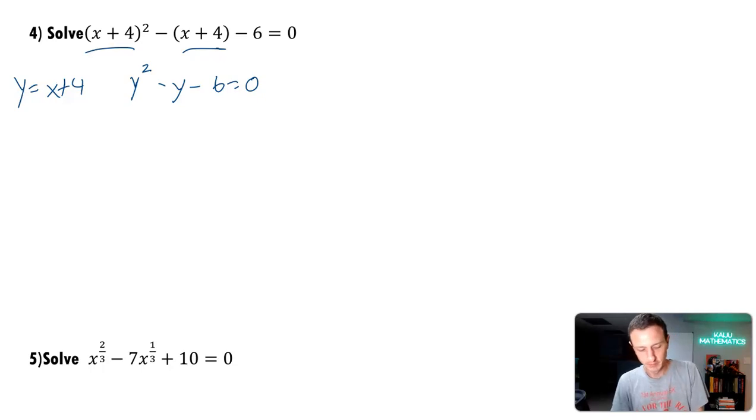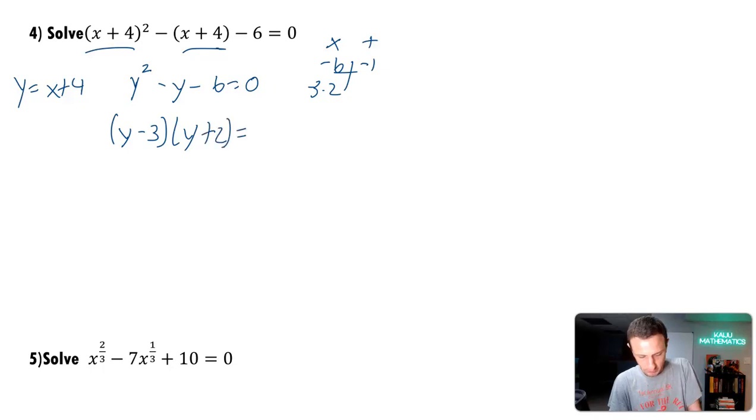Look at that trinomial. Now all I'm looking for is two numbers that multiply to negative 6 and add up to negative 1. That's negative 3 and 2. Negative 3 times 2 is negative 6. Negative 3 plus 2 is negative 1. Factor. So let's set this as (y − 3)(y + 2) = 0.